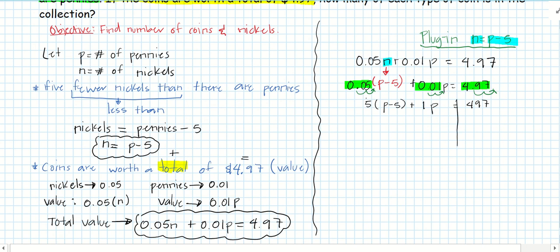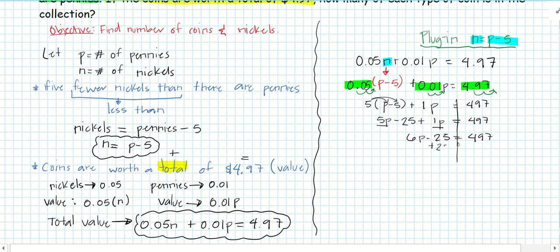Now from here we know what we do. We first need to distribute the 5, right? So 5 times p is 5p, minus 5 times 5 is 25, plus 1p equals 497. If we add our p values, we get 6p minus 25 equals 497.